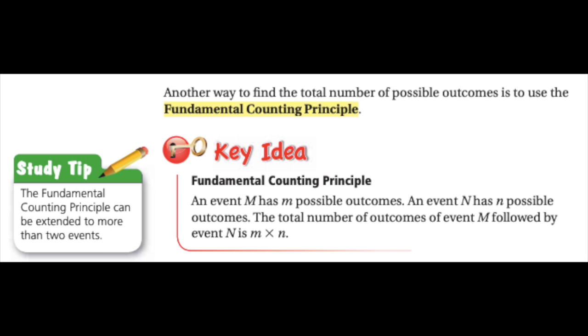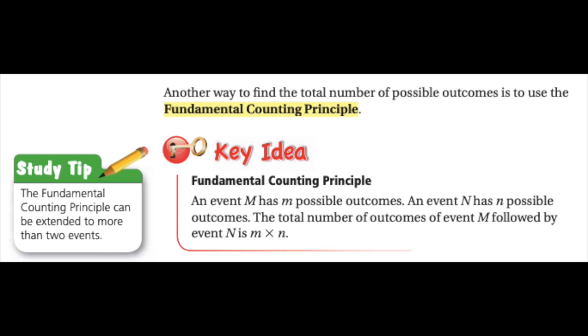All right, so moving on to another key idea on page 422, we have this idea of the fundamental counting principle. This is another way to find the total number of possible outcomes. If you don't need to know what the outcomes are, just how many possibilities there are, you can use this fundamental counting principle. What that is saying is an event M has m possible outcomes. An event N has n possible outcomes. So the total number of outcomes of event M followed by event N is m times n.